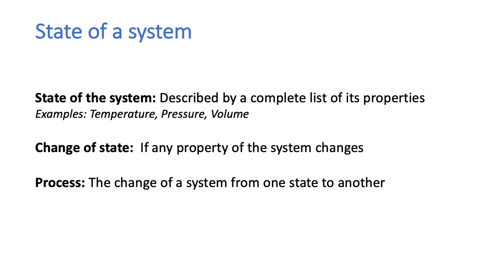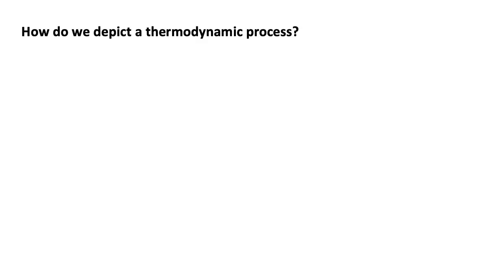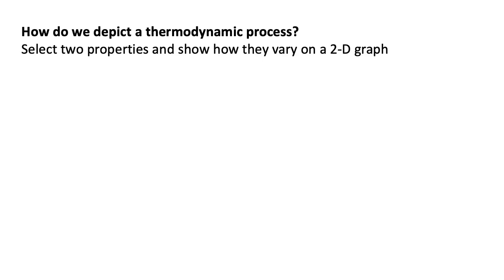The process is the term we use to describe the change of a system from one state to another. So heating, cooling, compression, expansion, these are all different processes that we will be studying. How do we graphically depict a thermodynamic process? If we are going to show this on a two-dimensional graph, then we need to select two properties and show the relationship between them on the graph.